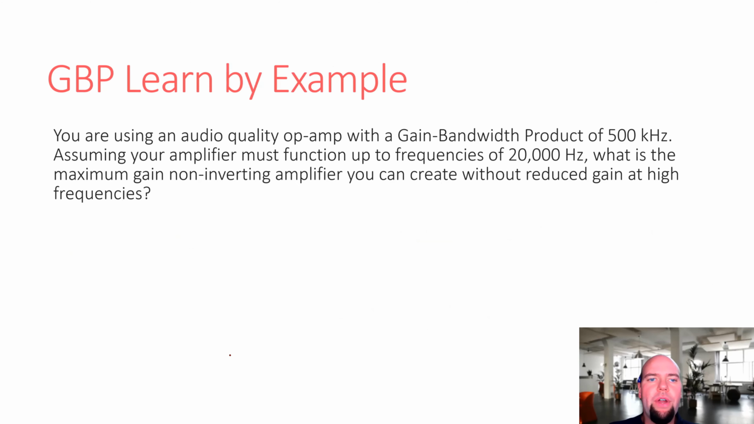So let's do an example. Let's do a practical example. You're using an audio quality op amp with a gain bandwidth product of 500 kilohertz. Assuming your amplifier must function up to frequencies of 20 kilohertz, what is the maximum gain non-inverting amplifier you can create without reduced gain at high frequencies?